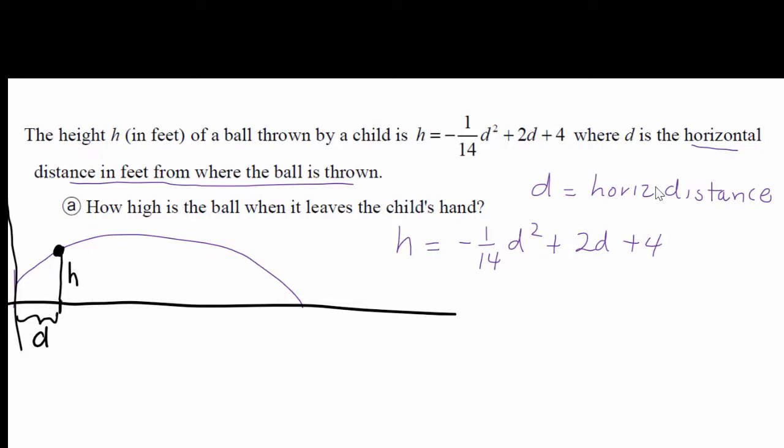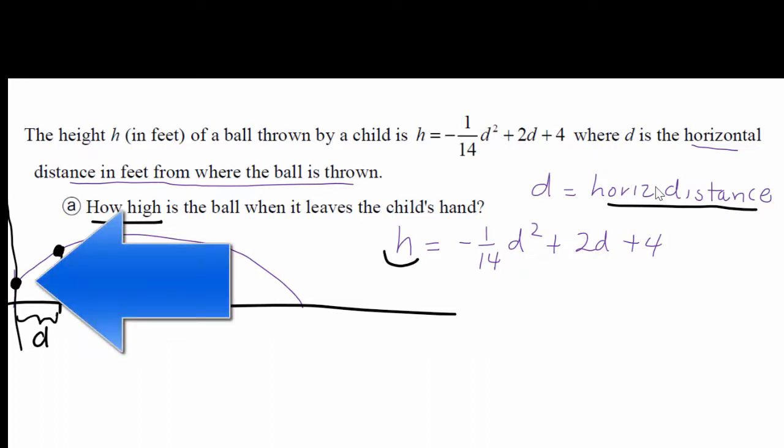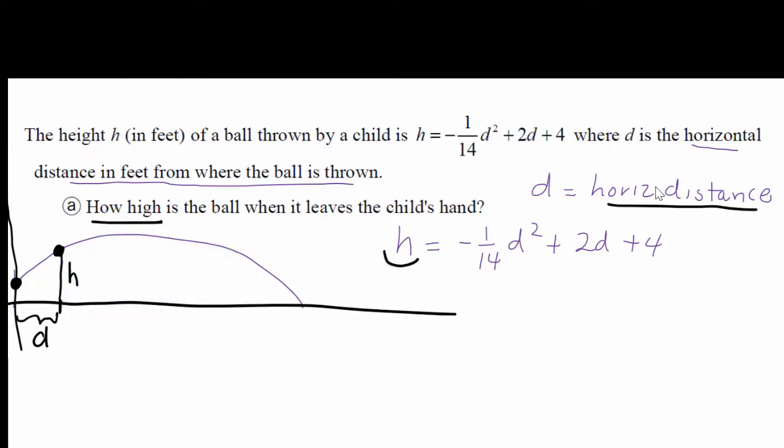Okay? So now the first question says, how high is the ball when it leaves the child's hand? So we know that we're looking for h because it asks how high is the ball. So we're looking for height when it leaves the child's hand. In our equation, the input variable is horizontal distance of the ball from the child, right? They're looking for this point right here, right when the ball leaves the child's hand. So what's d right here? Well, if you're thinking that d is 0, you're right. The distance the ball is from the child is 0 because it's just leaving the child's hand.